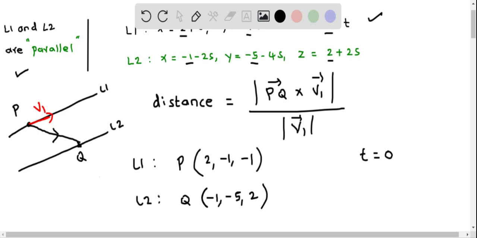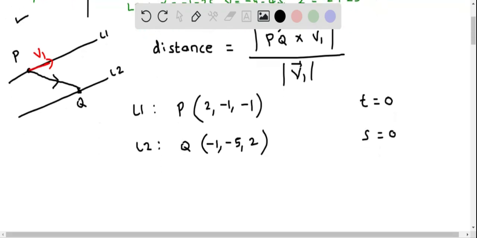So this is a point on line L2. Consider this as Q. Even if we set up the equation for line L2, that is S, even if we set S equal to 0 into the line 2 equation, we get the same point. So now that we have obtained the 2 points P and Q, let's find a vector PQ.